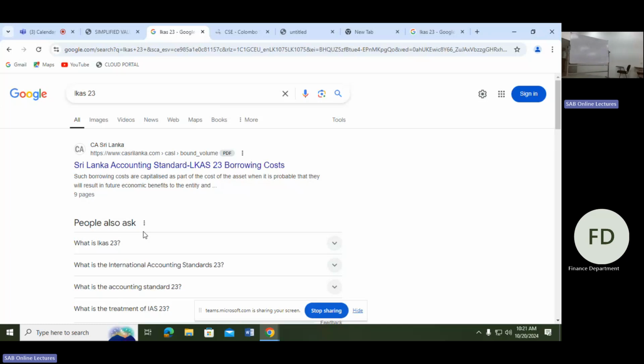Qualifying asset. To get a situation, if you are taking much time, more than 1 year, to build that asset, that is considered as a qualifying asset. It may be an inventory item or maybe PPE or IT.